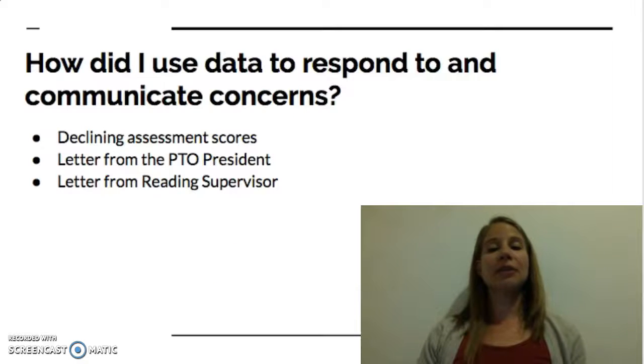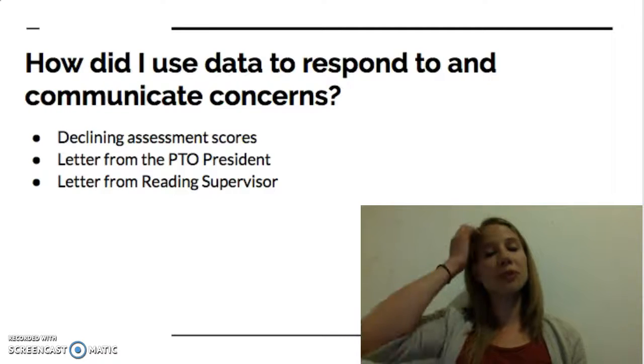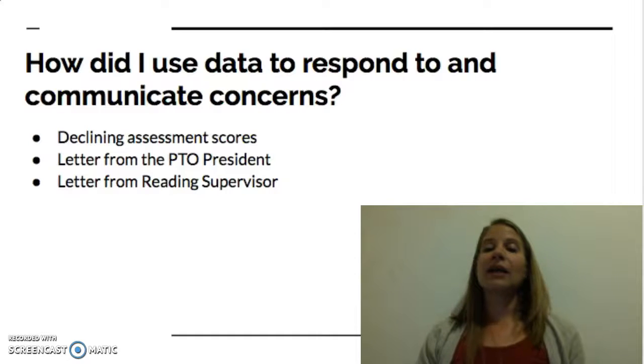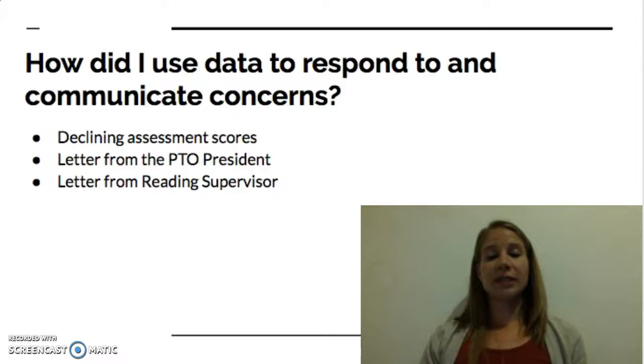How did I use data to respond to and communicate concerns? First and foremost, the declining assessment scores were a huge cry for help. Now that I have been at the school for 2 years and I see the scores continue to decline, I know that something must be done. Also, the letter from the PTO president was a red flag that others have noticed our declining scores and are disappointed. Third, the letter from the reading supervisor helped us to find our weak areas and use them to make improvements.